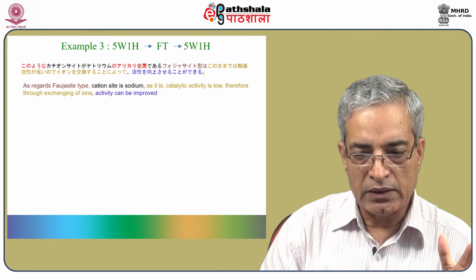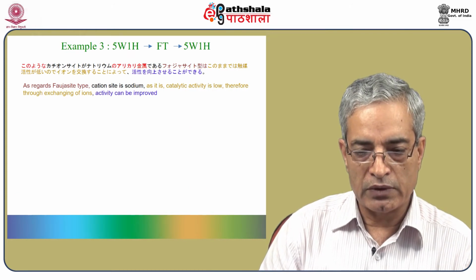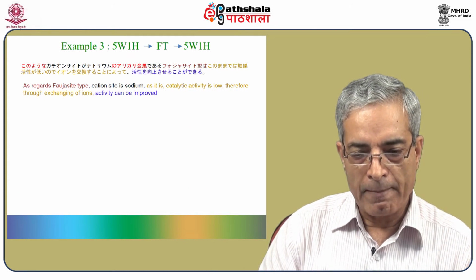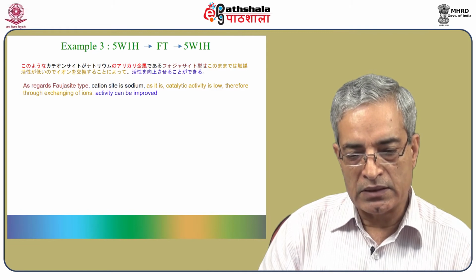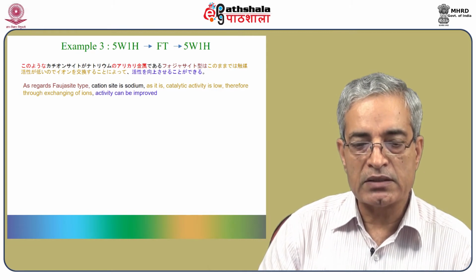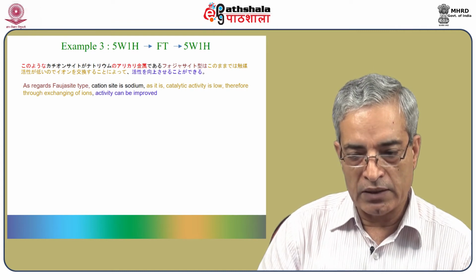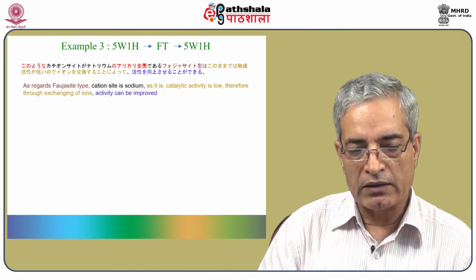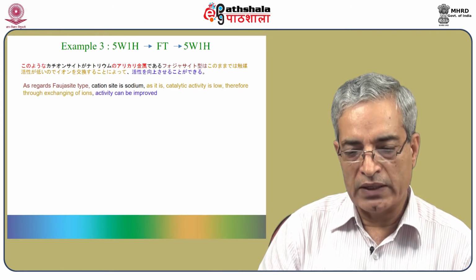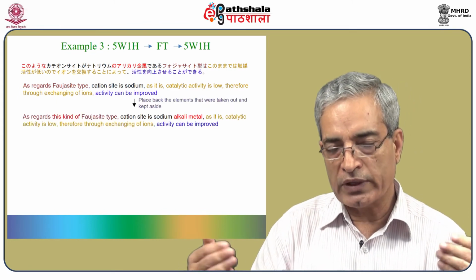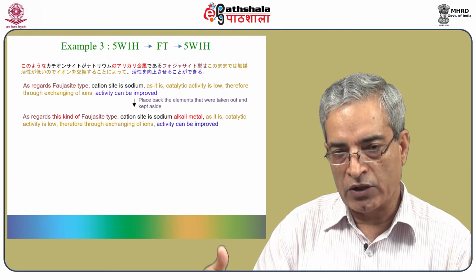Let's put back the elements that were taken out temporarily. These are as regards this kind of, which has been added. This kind of phosphosite type, cation site is sodium alkali metal as it is. Catalytic activity is low, therefore through exchanging of ions activity can be improved. Once you connect and put back the elements, it's getting complicated.